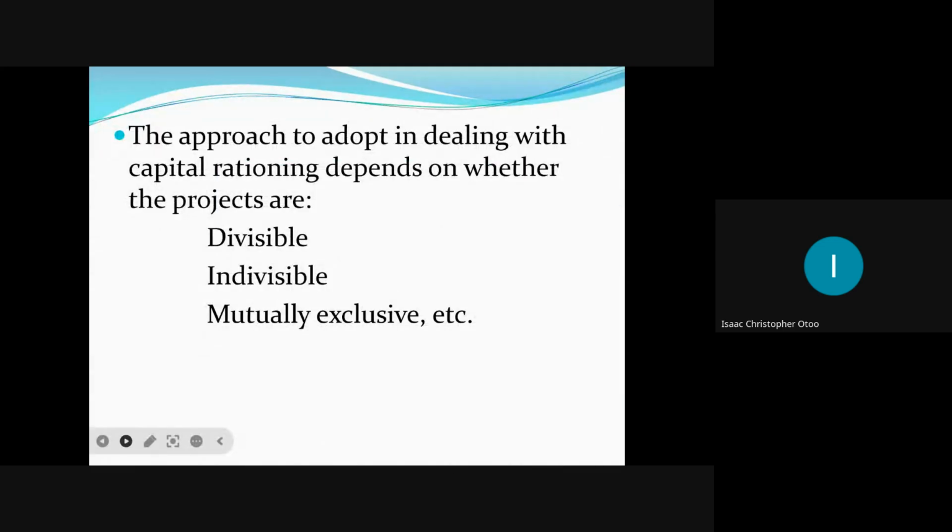So the approach to adopt in dealing with capital rationing will depend on whether the projects are divisible, so whether we can divide them into lots: lot 1, lot 2, lot 3, or whether they are indivisible or mutually exclusive. Based on this, we can ration the project or the fund.